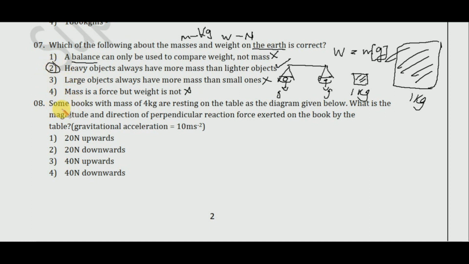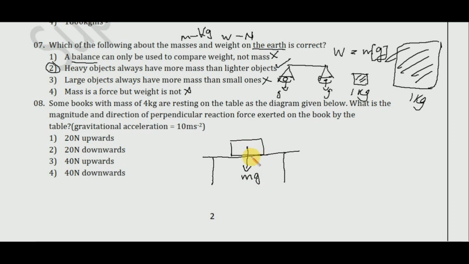Next. A book with mass 4 kg is resting on a table as in the diagram given below. What is the magnitude and direction of the perpendicular reaction force exerted on the book by the table? Then you can draw this. Otherwise, you can't just get the idea. This is the table. This is the object like this. From the center of mass there's a force downward, that is the weight of the object. So weight means mass times gravity.